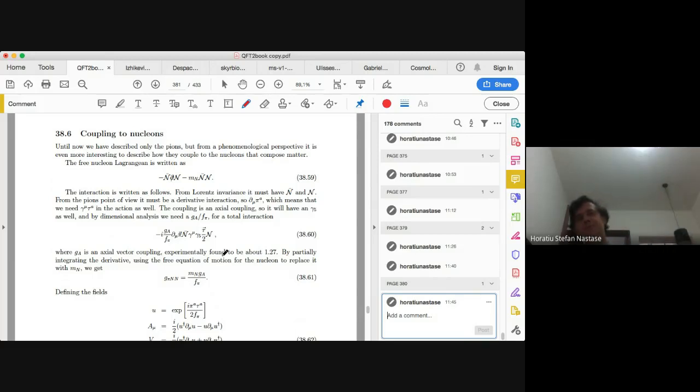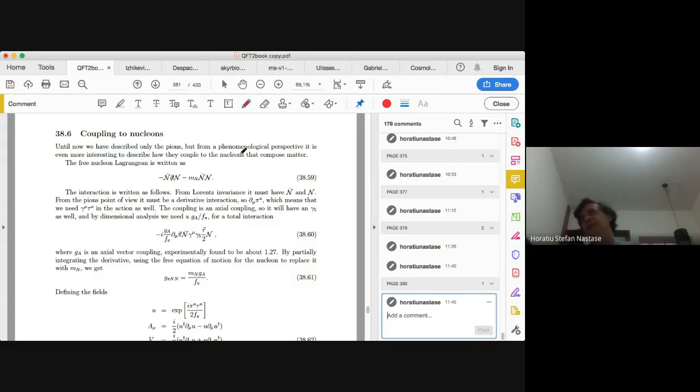Until now, I only discussed the couplings of the pions. I described a low energy effective theory for the pions. But at low energies, the pions are the only relativistic particles. But from a phenomenological perspective, it's even more interesting to describe how they couple to the nucleons that compose matter.